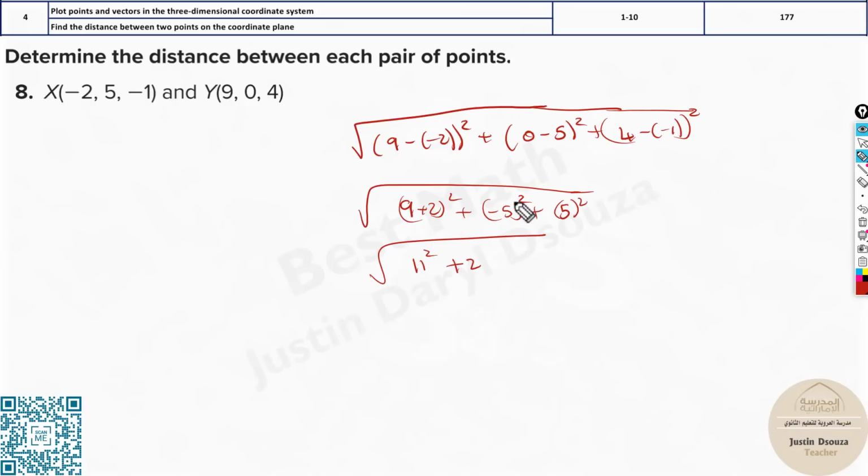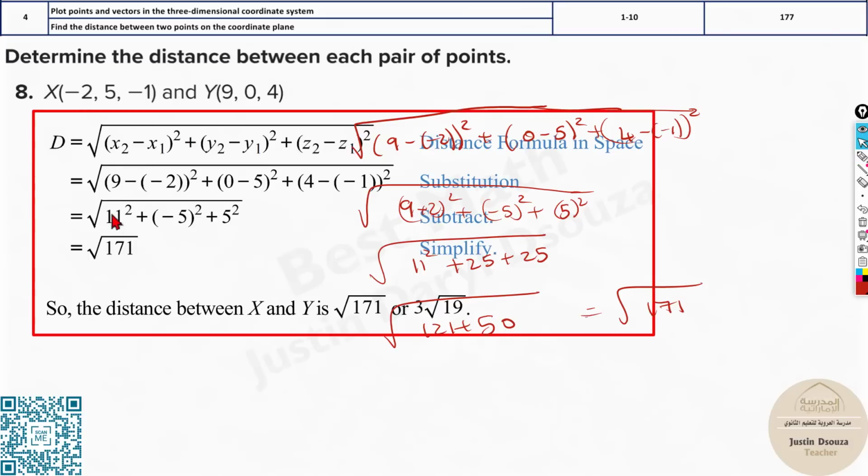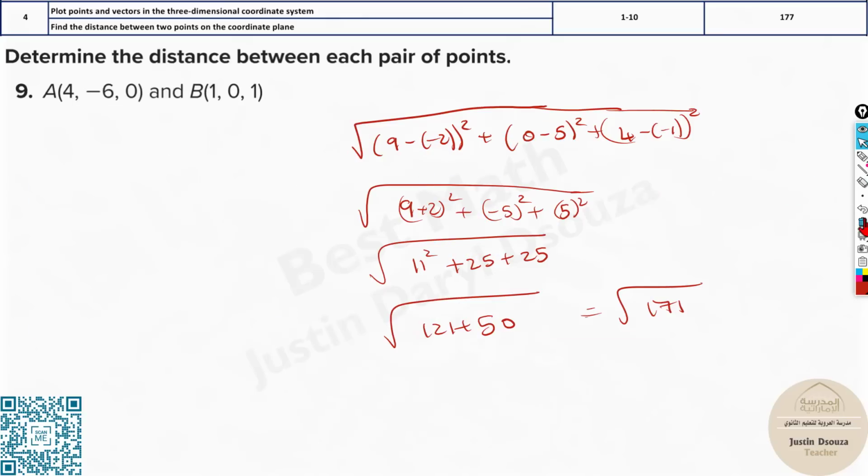Here minus 5 the whole square is directly, I'll write 25 plus over here also 25, and then we have 11 as 121 plus 50, that is equal to square root of 171. That will be the exact value, that is the distance between these 2 points, square root of 171.